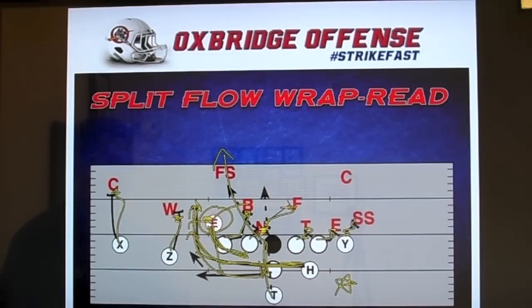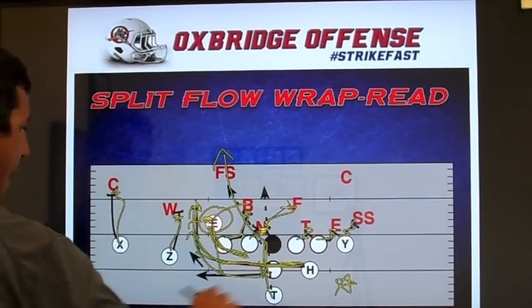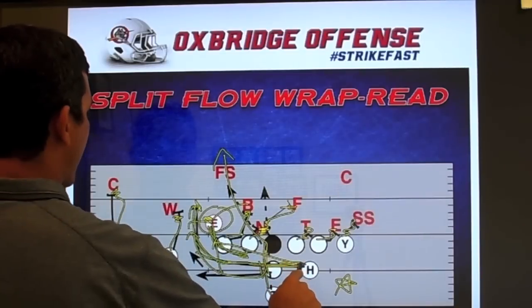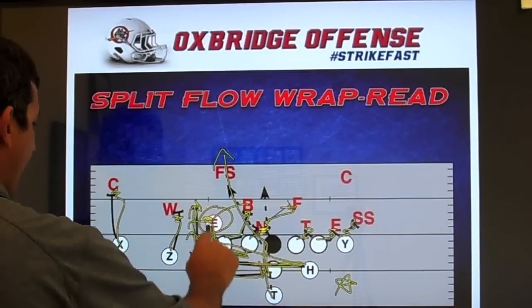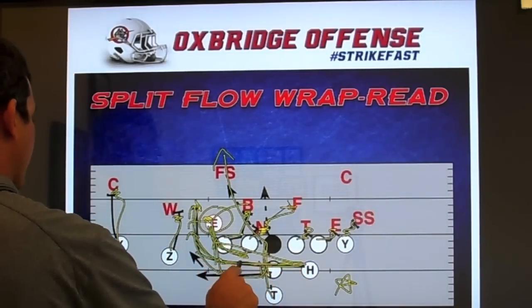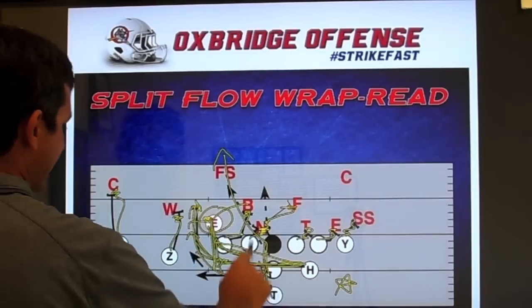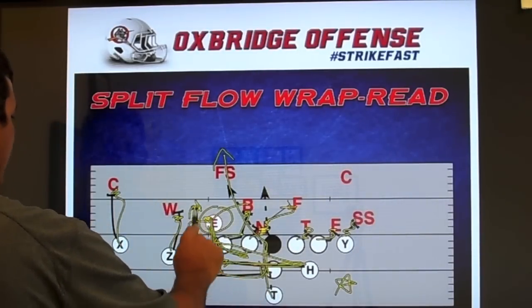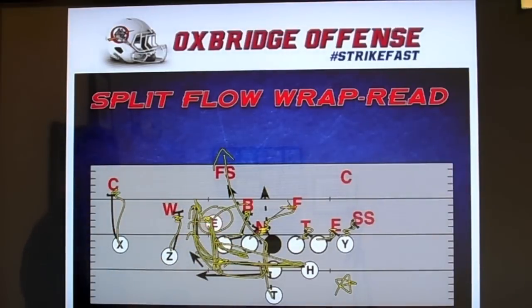So the path is a little bit different with the split flow wrap read. Typically we bring this H-back across to trap the C gap. Now we're going to come on a flatter path to avoid. If this guy's up the field, he's going to do his best job to avoid, but if he's up the field, it's a give anyways. There might be a collision there, but this guy's got to try and do the best he can to avoid that right there. So that's the third way and that's the split flow wrap read.